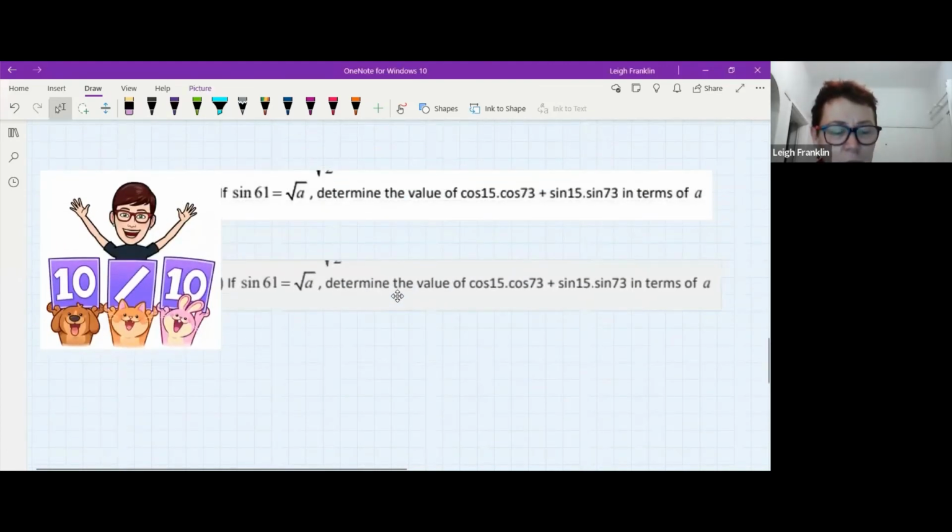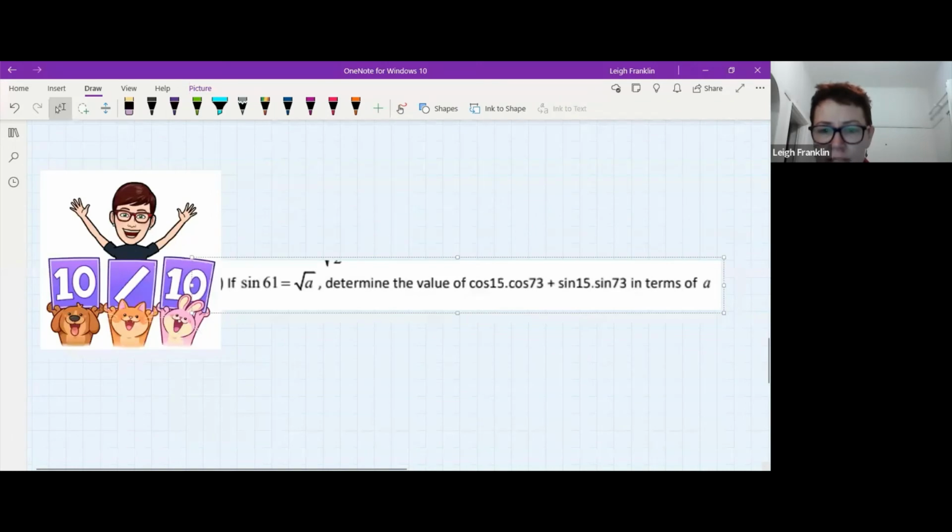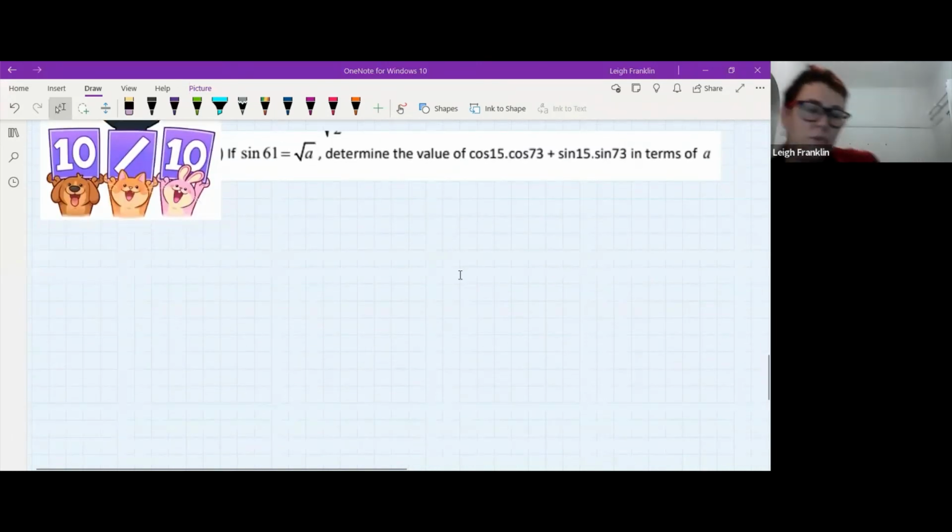Okay, so here's this question that I've dug out for you guys. I'm so glad that you guys want to try the really difficult ones. Okay, so here we go. If the sine of 61 is equal to root a, determine the value of cos 15 cos 73 plus sine 15 sine 73 in terms of a.